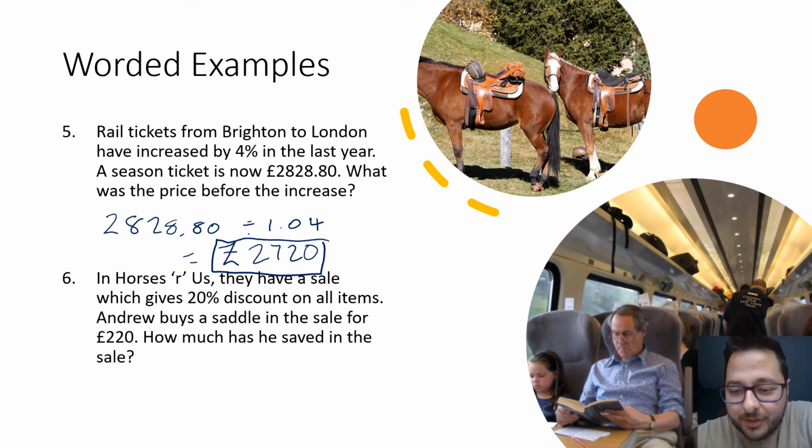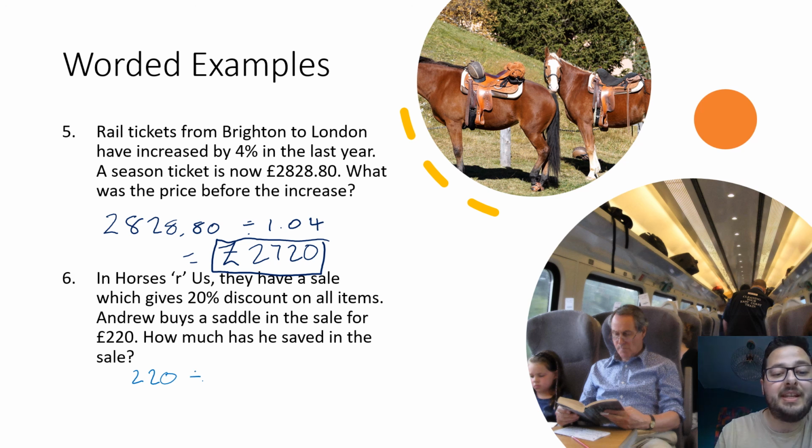All right, number 6. In Horses R Us, they have a sale which gives 20% discount on all items. Andrew buys a saddle in the sale for £220. How much has he saved in the sale? We want to find out what the original price was. 20% is 0.2, but it's a decrease, so the multiplier is 1 minus 0.2, which is 0.8. So the first thing we want to do is 220 divided by 0.8. So the original price was 275.